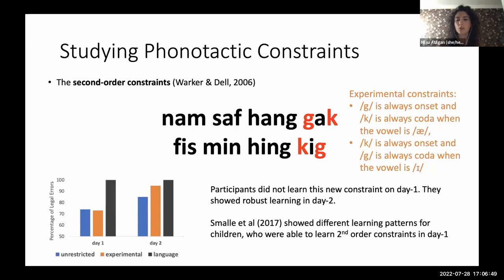However, there were some other groups showing different learning patterns, for example, children who were able to learn second order constraints on day 1. There are a couple of other studies showing this kind of different learning pattern, but for the interest of time, I will not mention these, and I'm happy to talk about them in the Q&A.